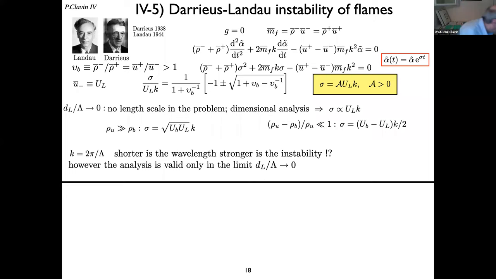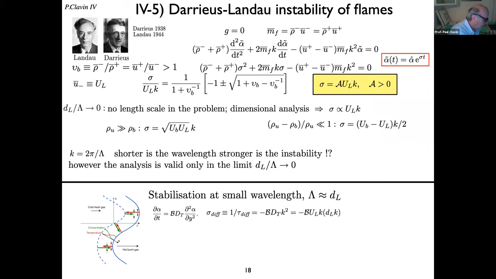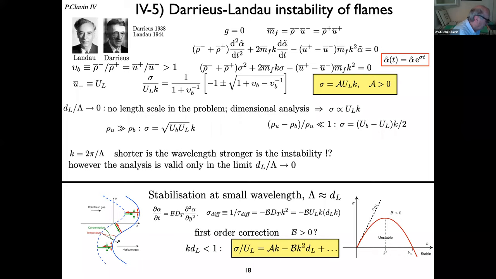Okay. Now, it turns out that the problem at small wavelength, which is not considered by the Darrieus-Landau analysis, is going to introduce a stabilizing mechanism because of transverse diffusion. I will explain that in more detail in a few minutes. But you can get a simple idea of how the transverse diffusion is working by considering that you have to add to the flame speed, to the perturbation of the flame front, a transverse diffusion. I will explain that in more detail.